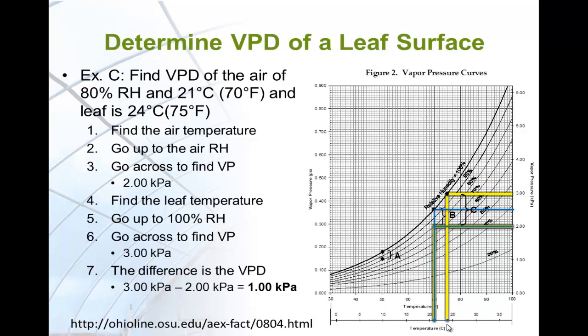Just be sure that you can go to the website, the link here, to get the graph to determine vapor pressure deficit. Go to this link. This is an online link. Then you can find this graph. And when you know the temperature and you know the relative humidity, then you can use the chart to determine the vapor pressure deficit.